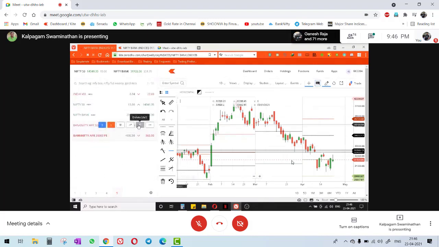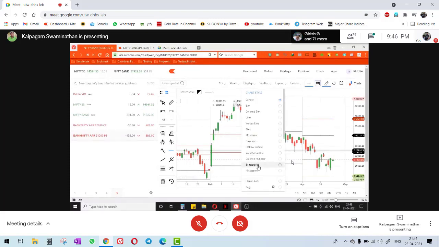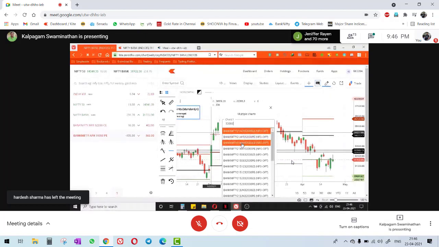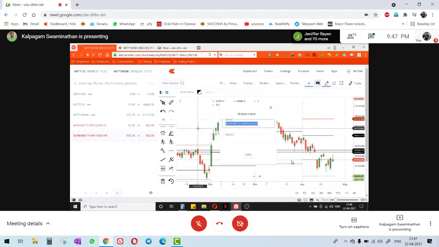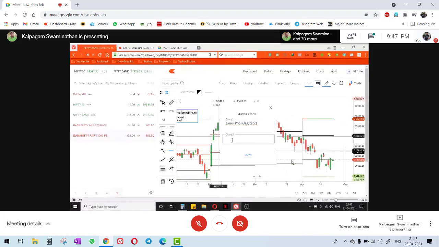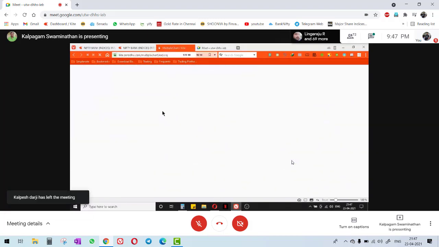Okay. Now what we do is we prepare our chart in such a way that we put it on multiple charts, option and display, and look at two charts simultaneously. So it is 32,000 CE and 31,000 PE. And we compare these charts side by side so that we know where to take the entry.